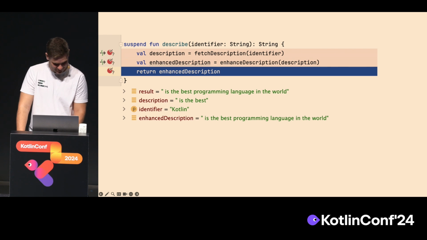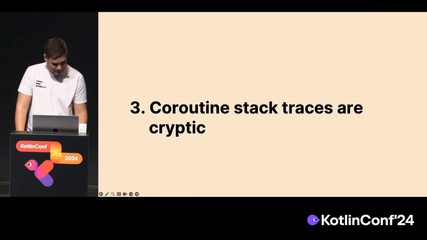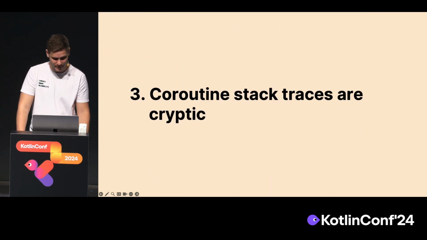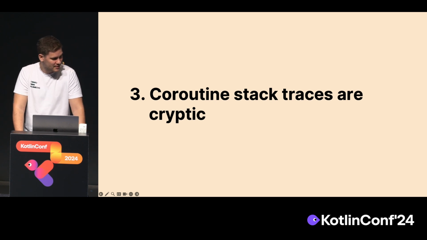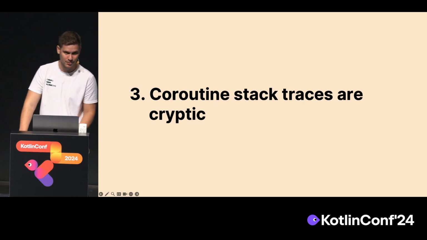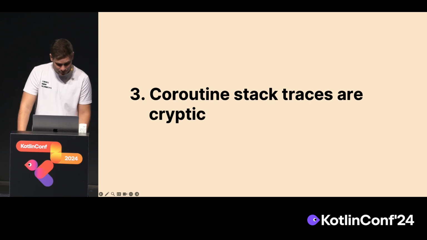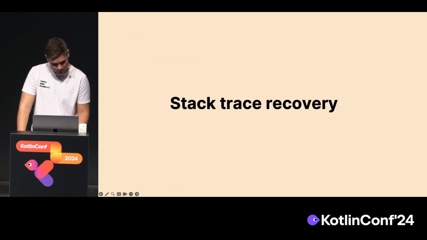So we spent so much effort. But anyway, let's move to another reason why coroutines are hard to debug, and that is coroutine stack traces are cryptic. What it means is that since coroutines are asynchronous, their stack traces usually never represent how functions were actually called in the source code. But there are tools for that. The tool is called stack trace recovery. Let me show you how it works on a small example.